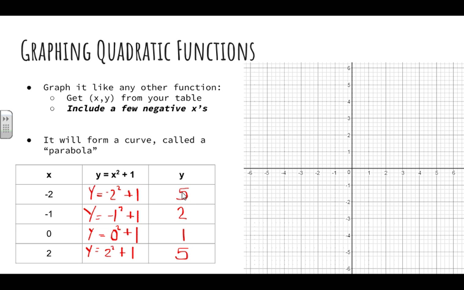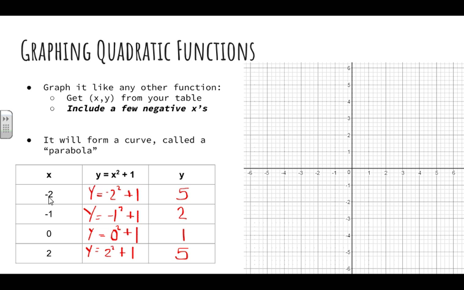Now notice how we got the same y from 2 different x's, how they're opposites. So opposite x's in a quadratic function will give you identical y's, because of the nature of a squared number. All right, so these are our pairs.